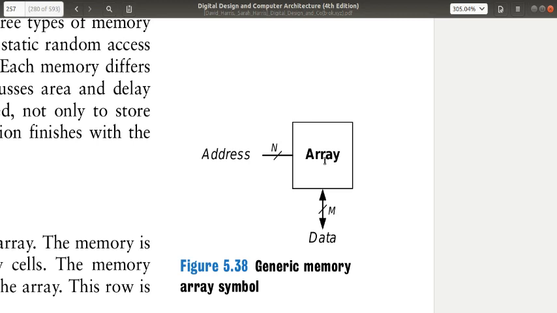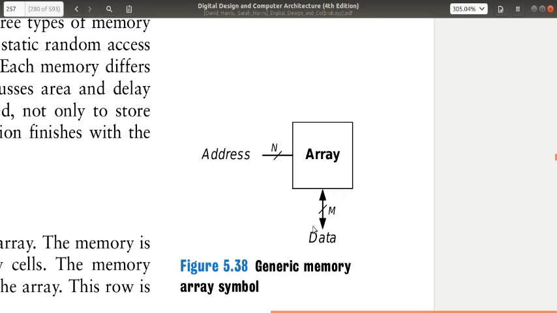Because there are multiple words or bytes of data being stored, we have to use the concept of address to know where this data is actually stored, right? So address is one of the inputs of a memory array or a memory element. And the other thing is that there is an input output line. This is shown as one line, but usually there will be two separate lines. We'll come into that later.